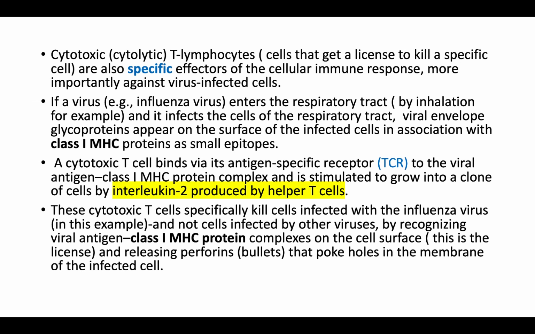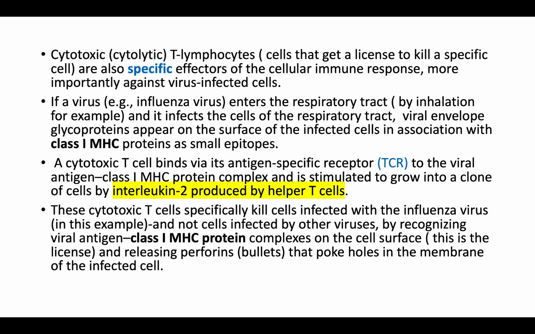It is then stimulated, activated, with clonal proliferation and memory, and grows into a clone of cells, with interleukin 2 produced by the helper T cell. Then they go and find all the cells that are infected with this virus and kill them. These cytotoxic T cells specifically kill cells infected with this virus, in this example the influenza virus, and not cells infected by other viruses.